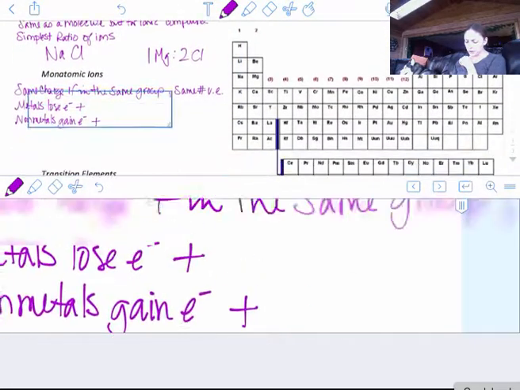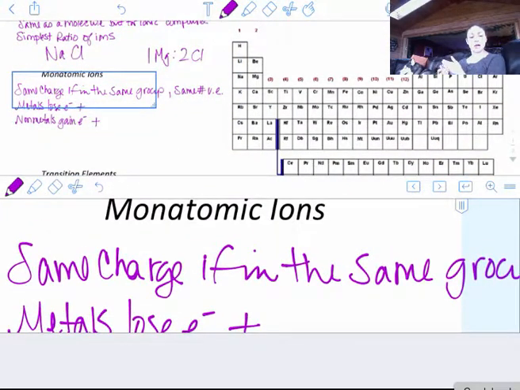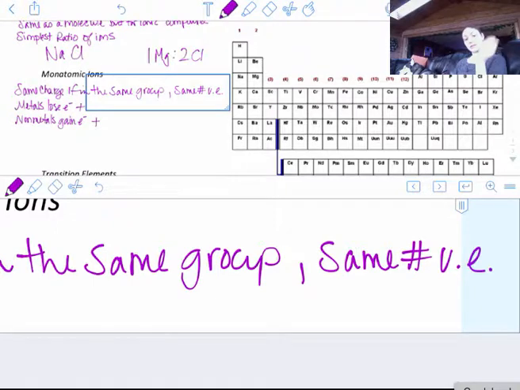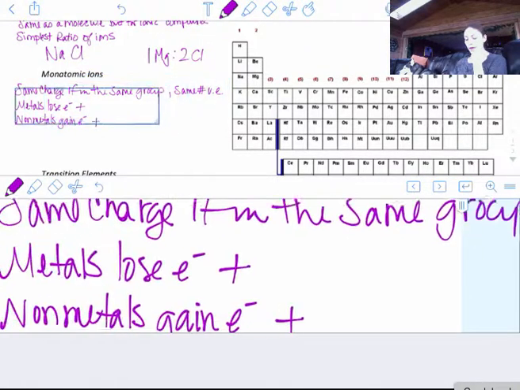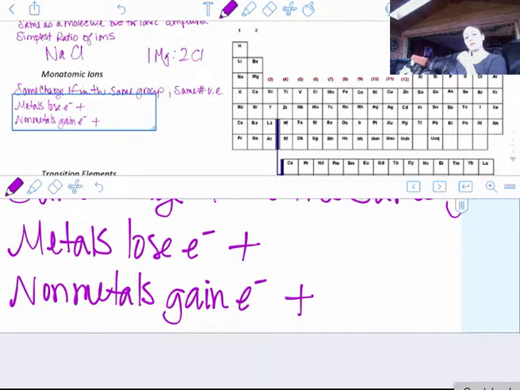First we're talking about monatomic ions, and if they're in the same group, they have the same charge. Why? Because they have the same number of valence electrons. Let's remember that metals lose electrons and nonmetals gain electrons. So nonmetals gain electrons to be negative, and metals lose them to be positive.